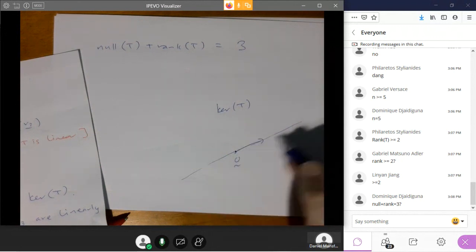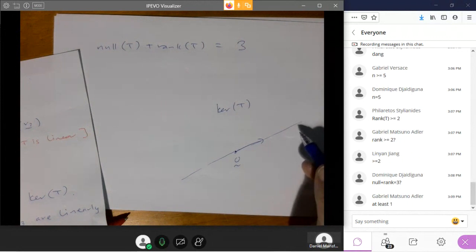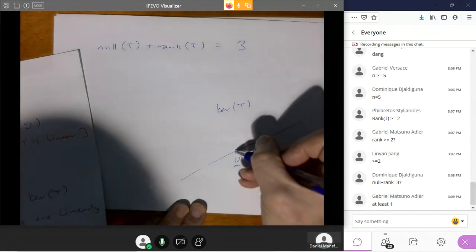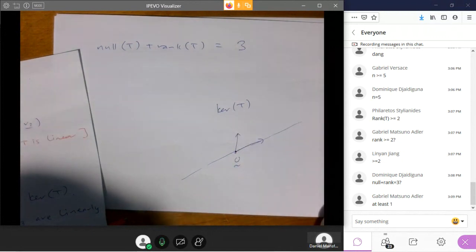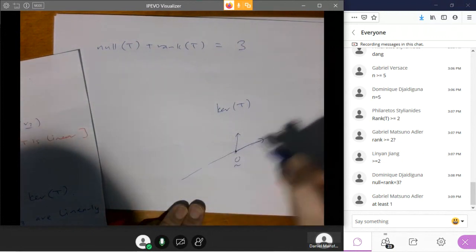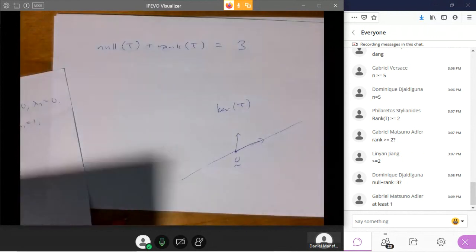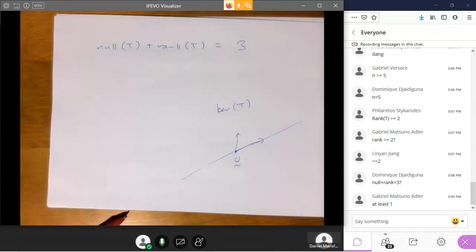So the kernel contains all of these vectors here. At least one, and good answer, at least one, because I didn't tell you anything else. Maybe the kernel contains other vectors as well, maybe. So we know the dimension is 1, at least. It could be more. So let's write that down.